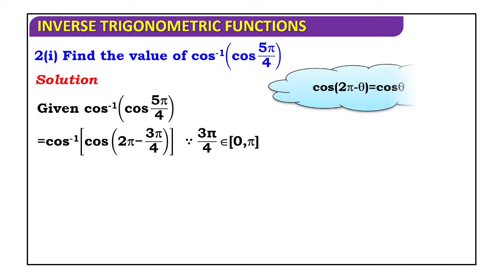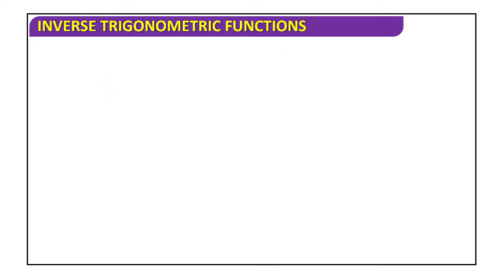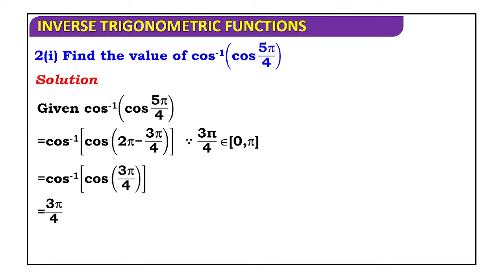Okay, so what happens? Now cos 2 pi minus theta is what? Cos theta. So what is the answer? 3 pi by 4. Correct? 3 pi by 4 is the answer. कितने लोगों को मिला 3 pi by 4? 3 pi by 4 is the answer.